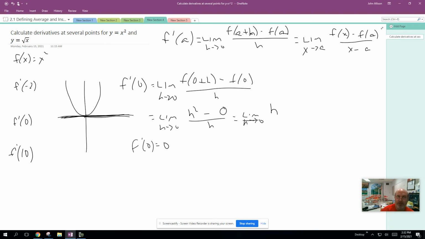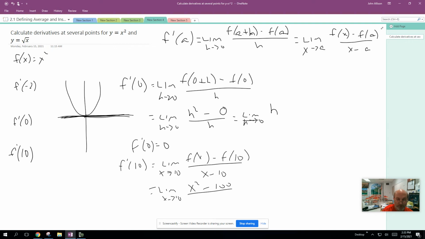Let's go ahead and find f prime of 10 using the other definition. So we're going to find f prime of 10, and we're going to say the limit as x approaches 10 of f of x minus f of 10 over x minus 10. And this equals the limit as x approaches 10 of f of x, which is x squared, minus f of 10, which is 100.